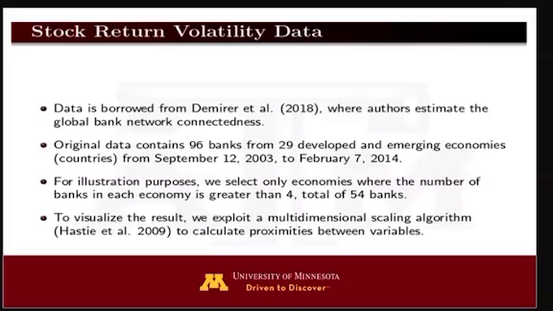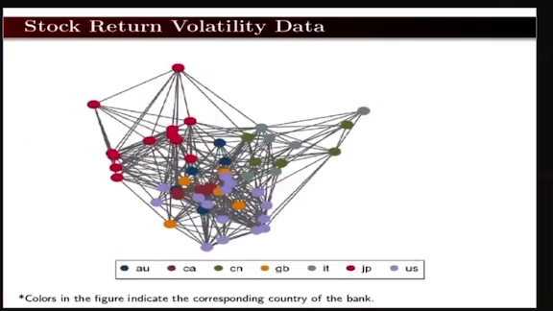Okay, and we visualize the result. We exploit a multi-dimensional scaling algorithm, developed by ASCII 2009, to calculate the proximity between variables. You remember when it comes to proximity, when it comes to the distance, okay, when we have a data set in high dimensional space and we want to project that into low dimensional space, we normally use the idea of MDS. I need to show this right now.